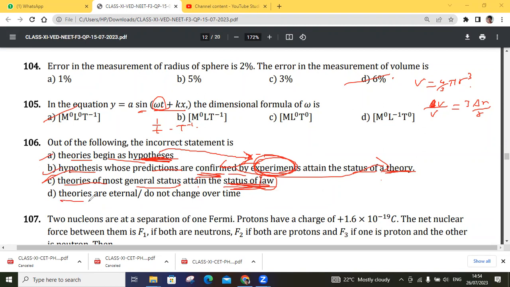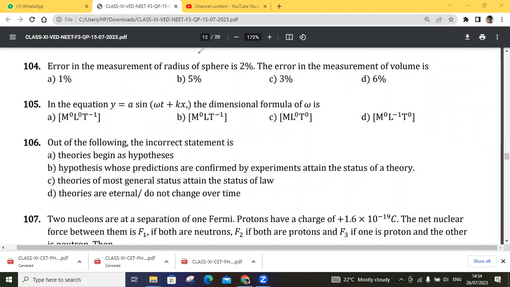But the incorrect one is that theories are eternal and do not change over time. No, they change. Like atomic theory: Dalton's theory was there, then it changed to Rutherford's, and that also changed. Now Bohr's model, that theory is going on, where we have the orbital system. So theories change because they are just assumptions actually, means opinions. Your opinion may be correct or wrong.